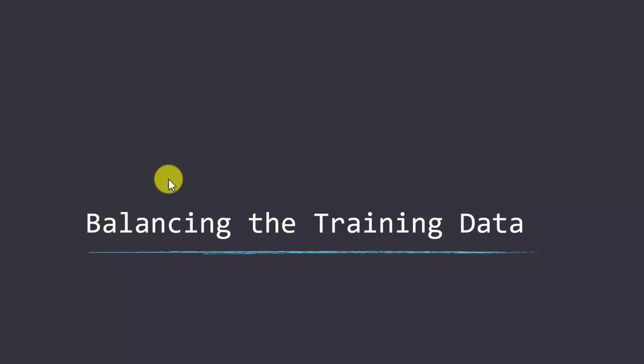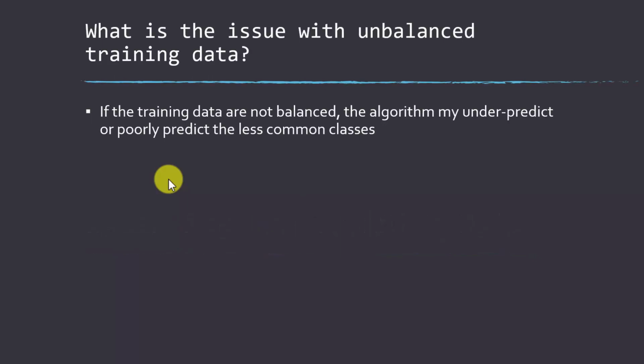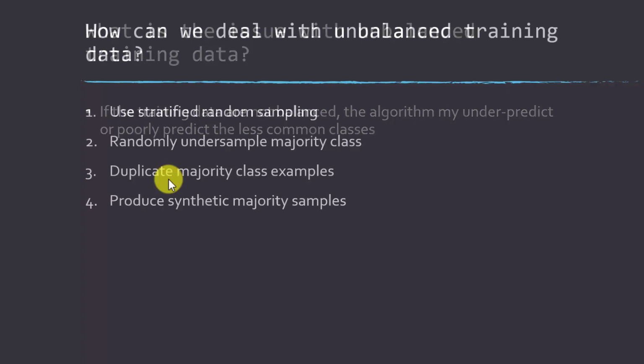If, for example, you had a landscape that was 1% one thing and 99% the other thing, the algorithm could just call the whole landscape the other thing, and it would be 99% accurate. So this balancing issue can be problematic when we're trying to train our models. So again, if the training data are not balanced, the algorithm may underpredict or poorly predict the less common classes, and that's been shown via experimentation.